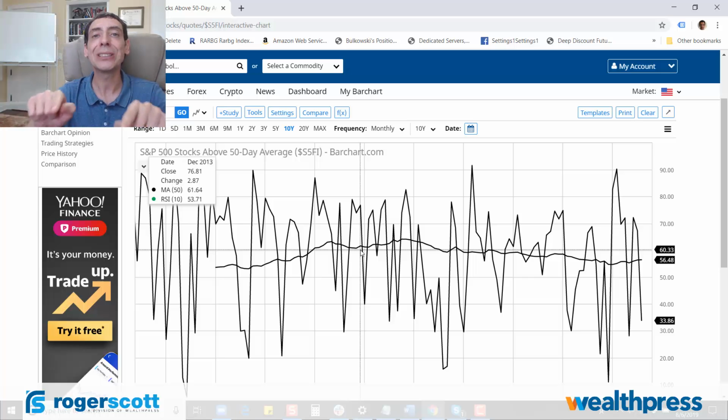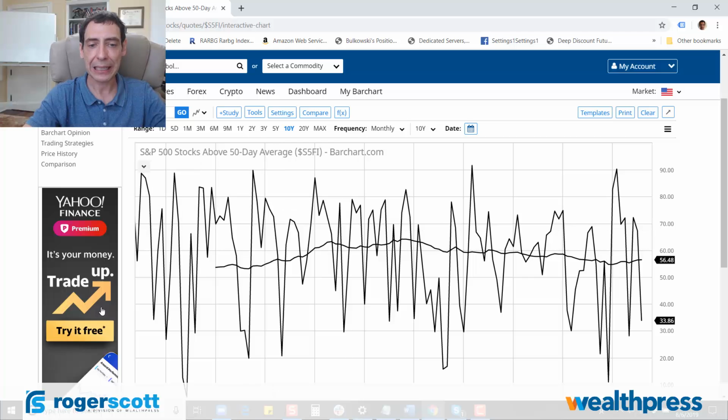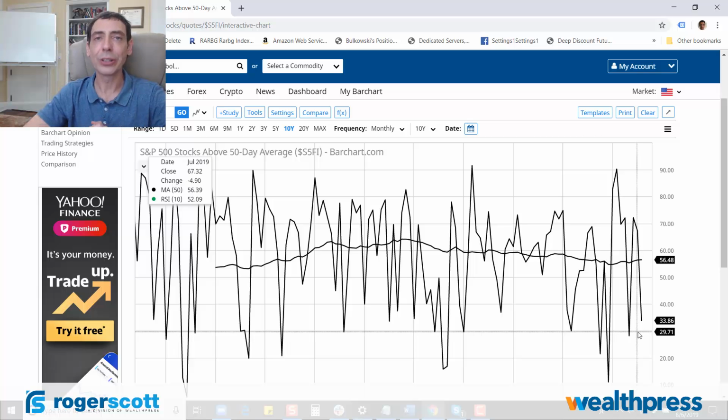So this is where you could see the difference. This is a percentage. This is percentage of stocks. So right now, out of 500 stocks, only 33.86 percent are trading above the 50-day moving average. And that's telling us the market is close to a bottom. We may head down a little bit more. We may get a little more of a shakeout, but the worst is behind us.